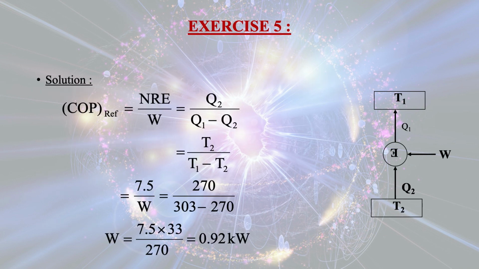So COP of a refrigerator is equal to net refrigerating effect divided by W, that is equal to Q2 divided by Q1 minus Q2, that is equal to T2 divided by T1 minus T2, that is equal to 7.5 divided by W, and T1 and T2 are known. So from these expressions you can easily calculate W, that will come out to be 0.92 kilowatt.